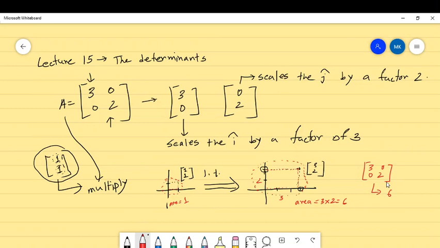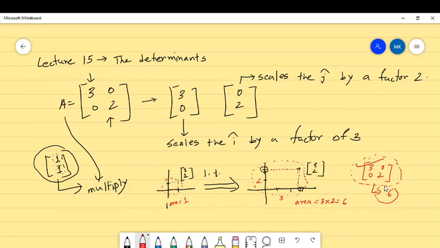This very special factor, the factor by which a linear transformation changes any area, is called the determinant, right? So the determinant of this particular matrix is 6. That means if you multiply any vector with this matrix, the area will be stretched out by a factor of 6. That's why the determinant of this matrix is 6, right?